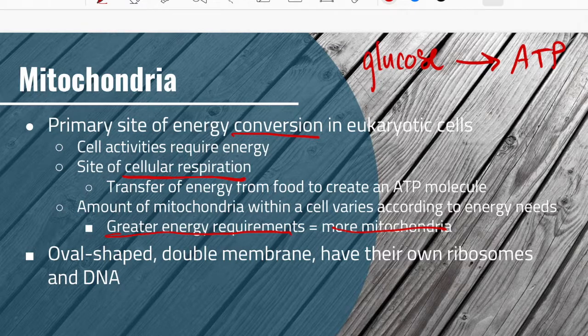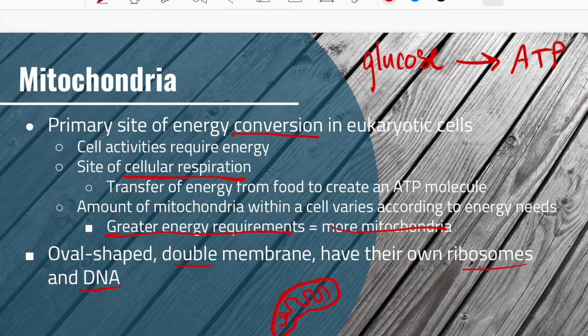They are oval shaped. They have a double membrane, so 2 membranes, and they have their own ribosomes and their own DNA. So this is kind of our oval shape. It has a double membrane on the outside. It has a membrane on the inside. It's kind of a funky looking mitochondria. And it will have DNA and ribosomes.